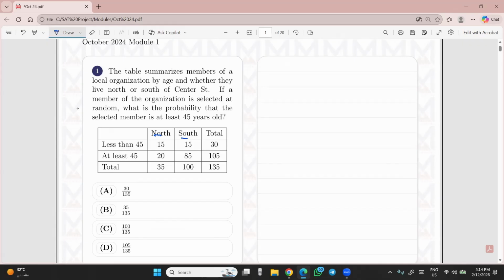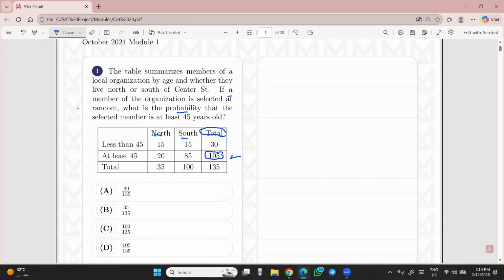The question says the probability of selecting a member that is at least 45 years old. At least 45 means we are looking at this row right here, 20, 85, and 105. But the question did not mention whether they are north or south. It just tells that if a member of the organization is selected at random, which means we do not focus on the north or the south. We only focus on the total of the at least 45 years old, which is 105.